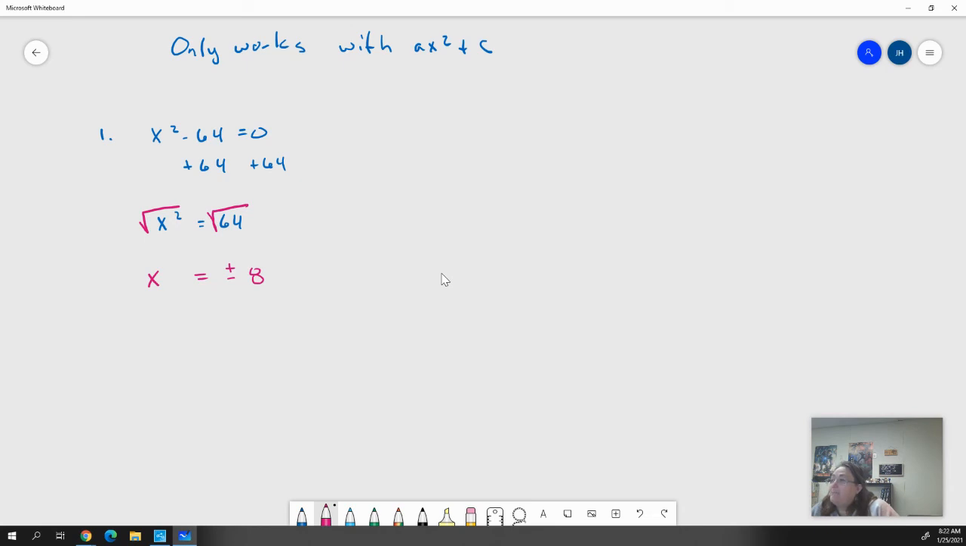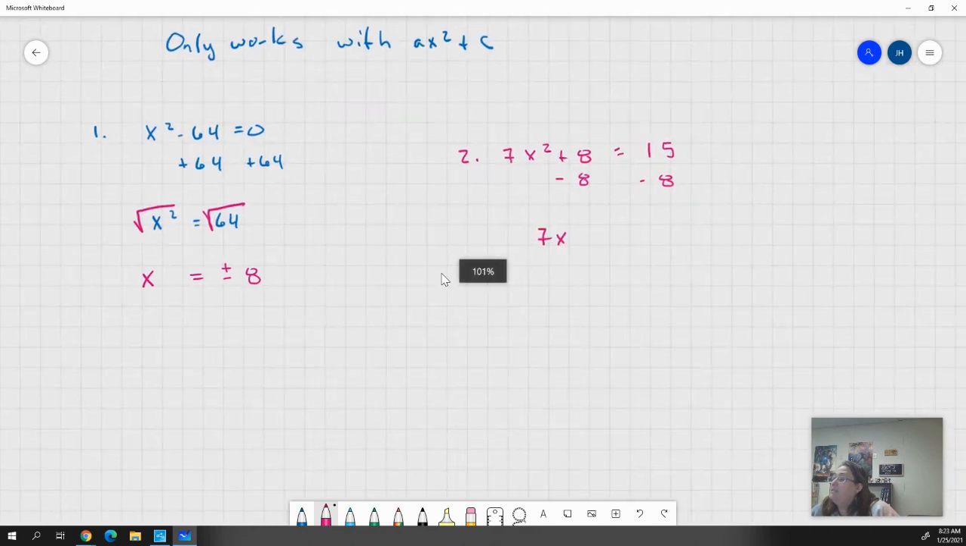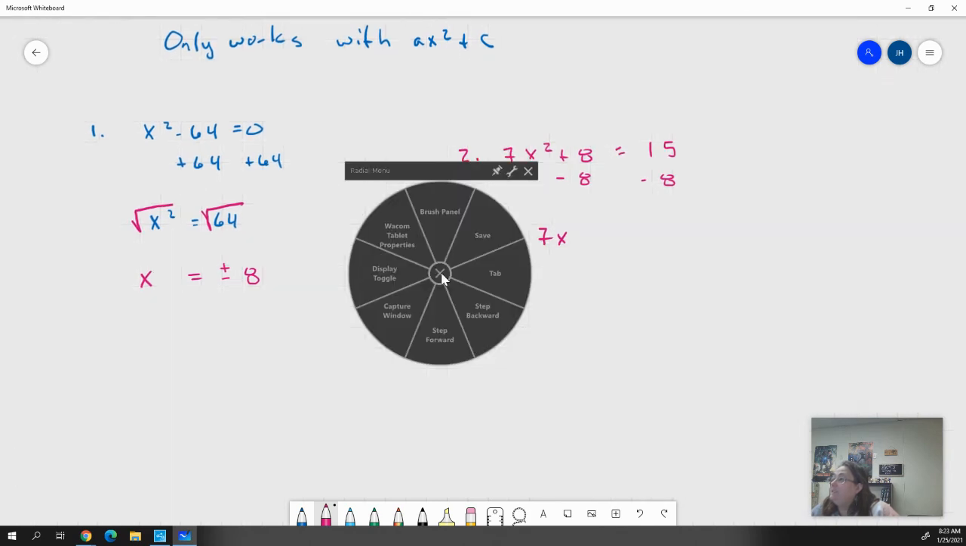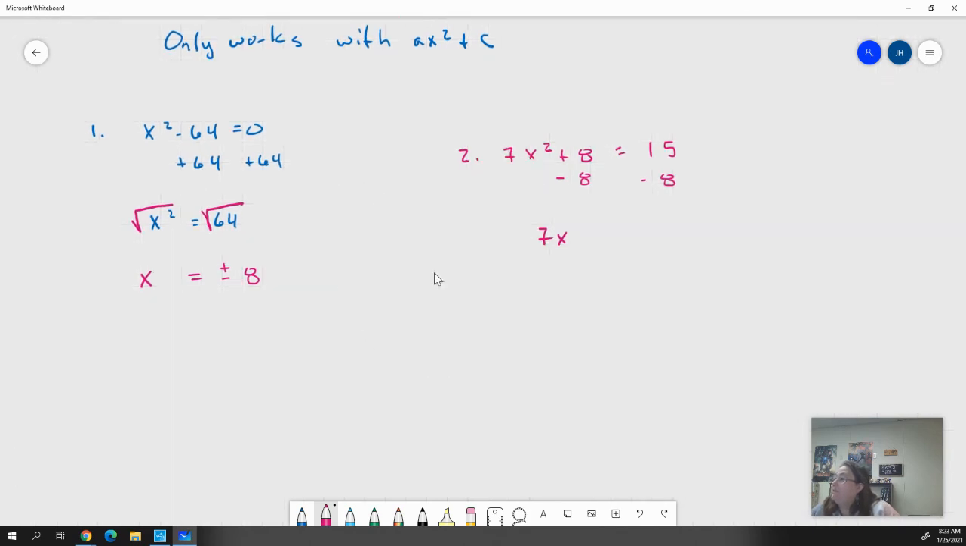Let's look at 7x squared plus 8 equals, we'll say 15. First step, still, right? We're going to isolate the x. We're going to get it by itself. So the first thing I'm going to do is subtract 8 from both sides, and I get 7x squared equals, well, 15 minus 8 is just 7. So it's going to equal 7.